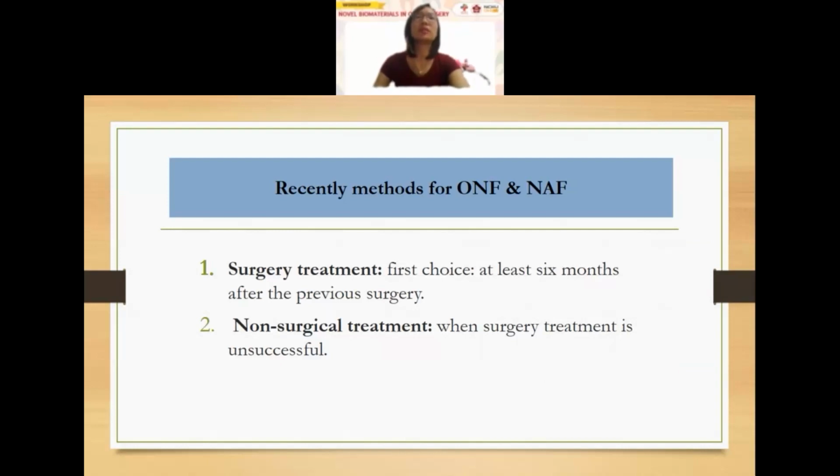Recent methods for ONF or NAF. We have two main methods: one, surgical treatment, and two, non-surgical treatment. Surgical treatment is the first choice. We should wait at least 6 months after the previous surgery. And non-surgical treatment, we use when the surgical treatment is unsuccessful.